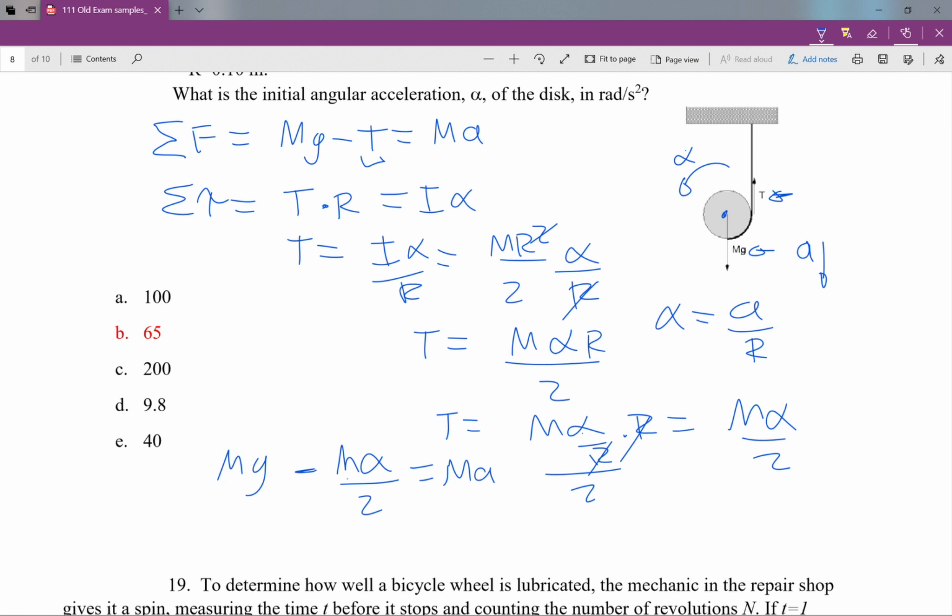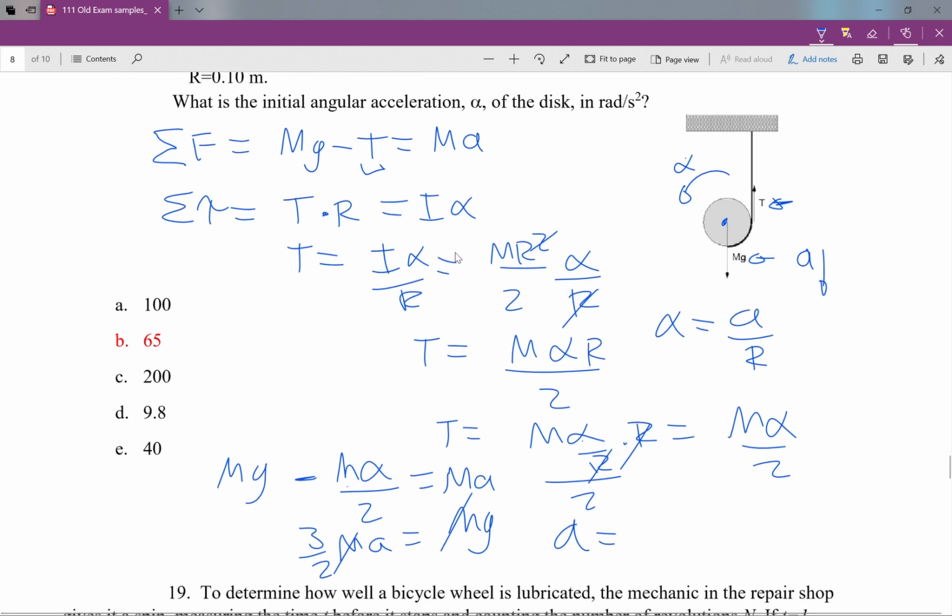1/2 plus 1 is 3/2. So that means that we have 3/2 ma equals mg. And so the m's cancel. So the acceleration will be 2/3 of g. But we're looking for the angular acceleration. So just divide by r, and then you're going to get 65 radians per second squared.